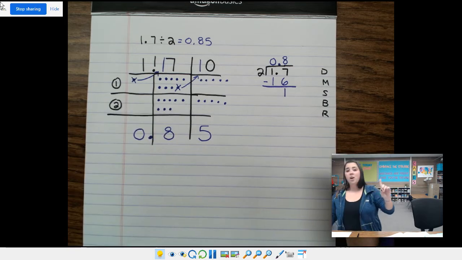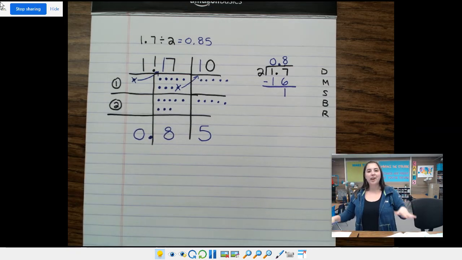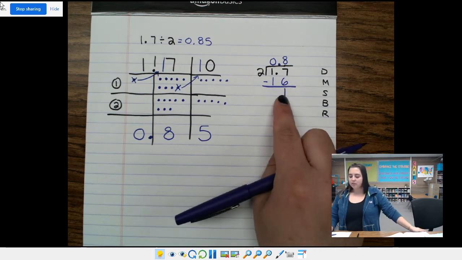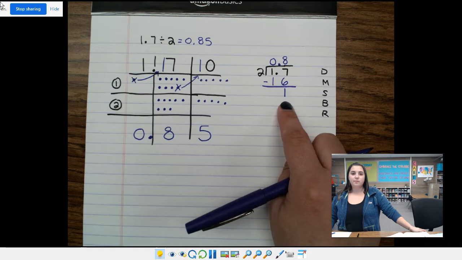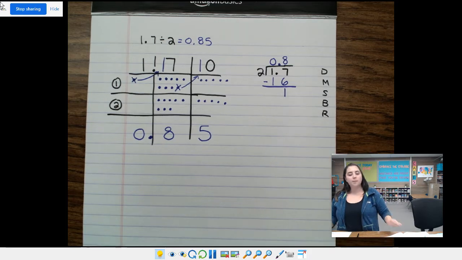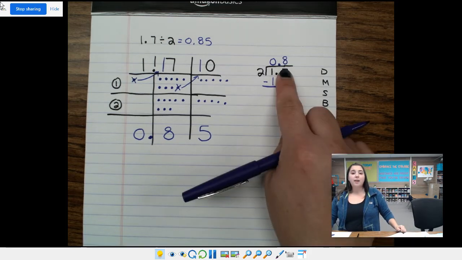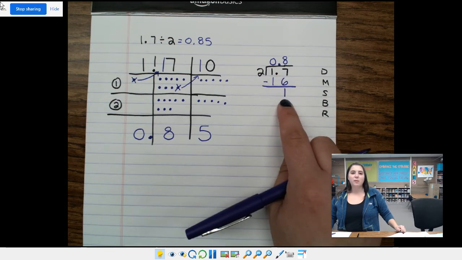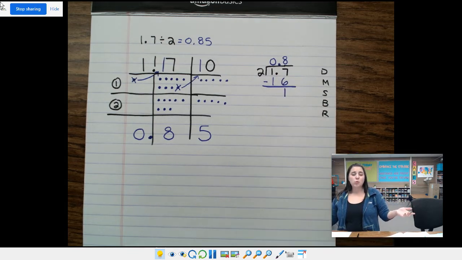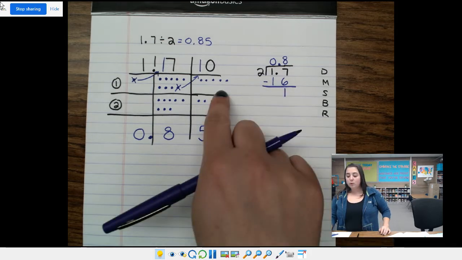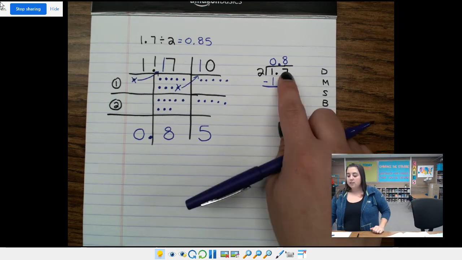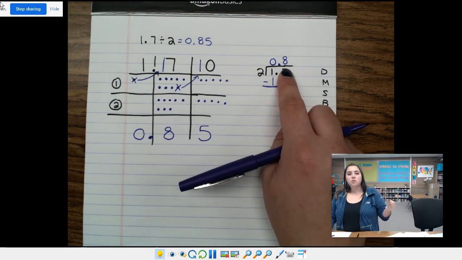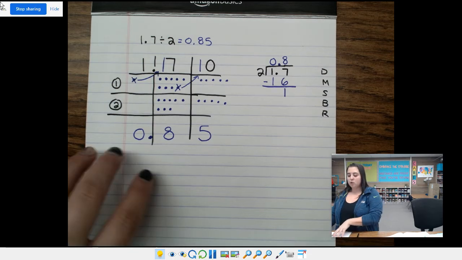We cannot, absolutely cannot, say that our answer is 0.8 remainder 1. We have to choose one option or the other. We either are going to have a decimal or we're going to have a remainder. And it really depends on the situation which one makes more sense. For right now, because we've been working so much with decimals, I want to keep a decimal answer. Because decimal already shows that we have a part. We can just get smaller and smaller parts.